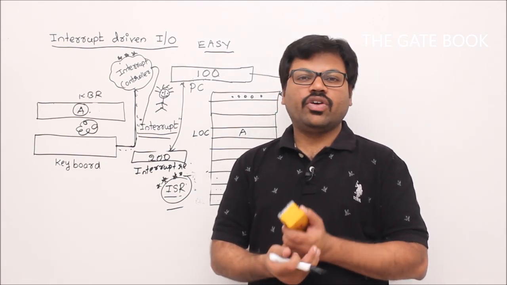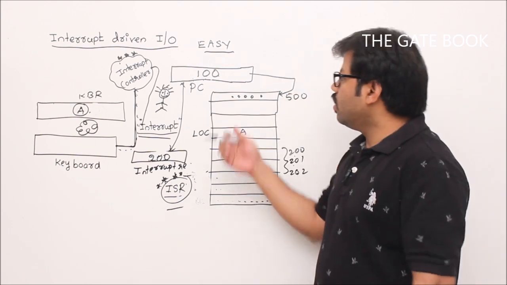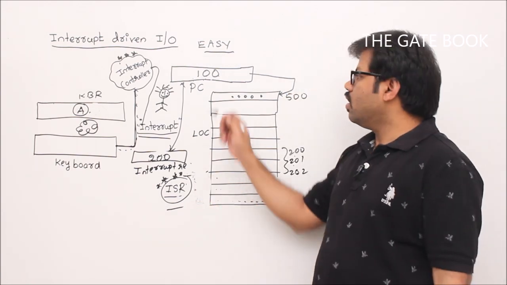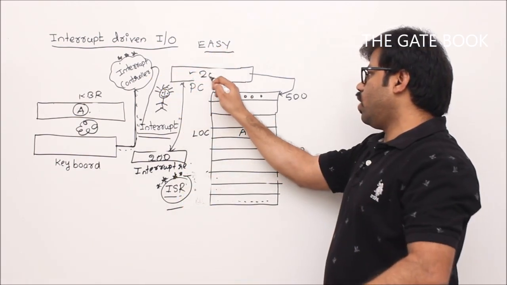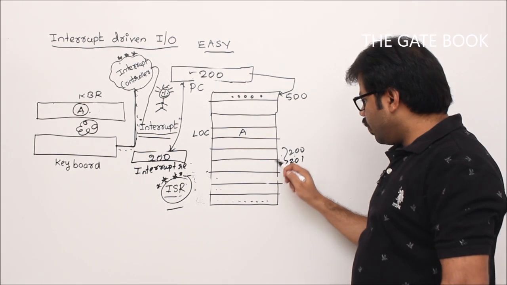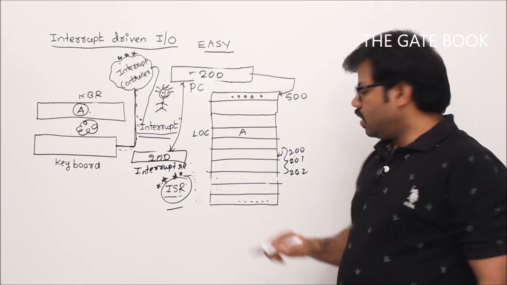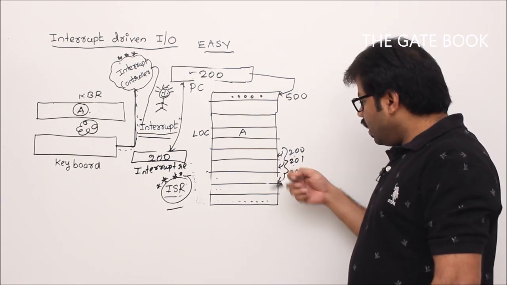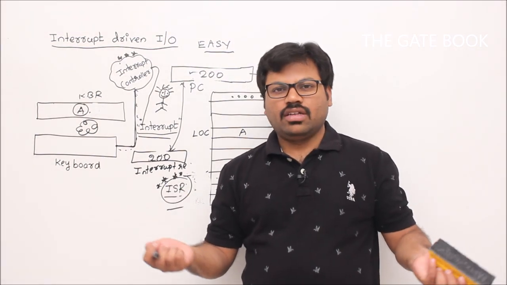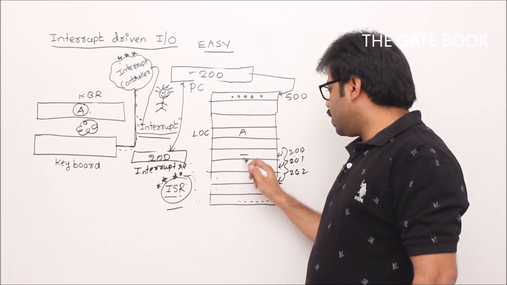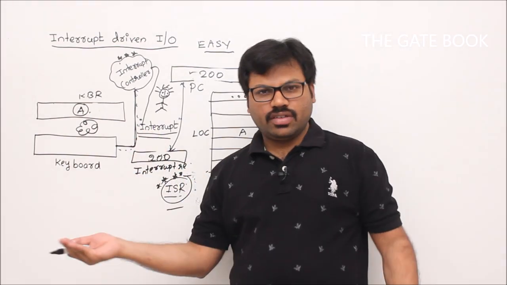That means your CPU now starts executing the remaining instructions, meaning whatever is shown in the program counter. Since the program counter is currently showing 200, it will go there and execute the instruction at 200, then 201, 202. Definitely then the interrupt service routine is going to be executed and the keyboard will be served, correct?